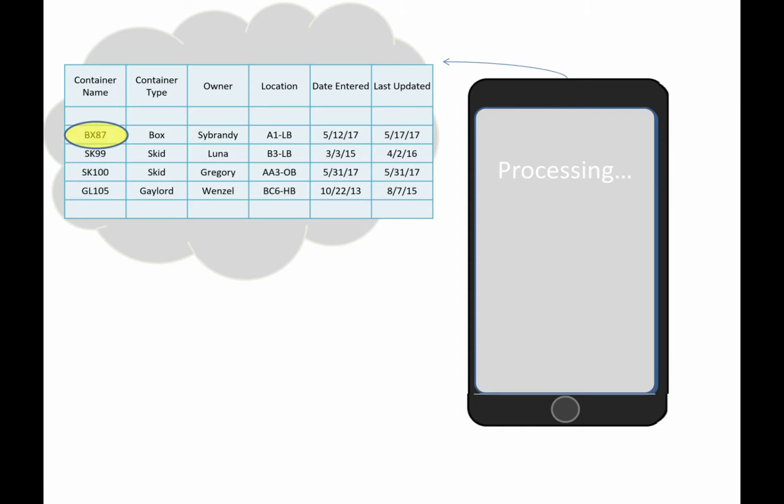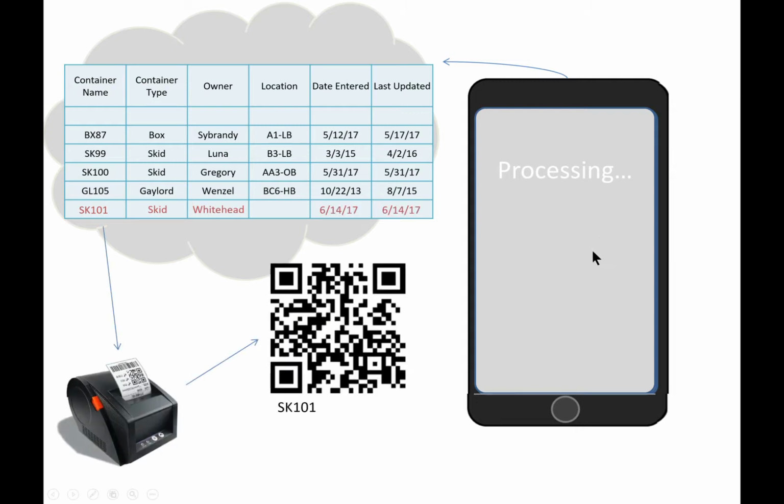Let's first confirm that SK101 is not in use. It's not. So there's our new record. We'll send it to a printer and print out a QR code.